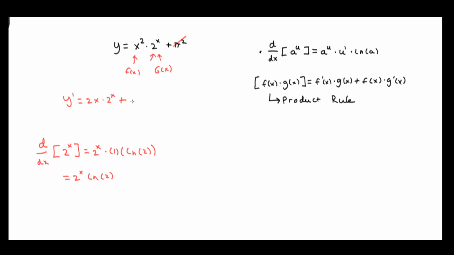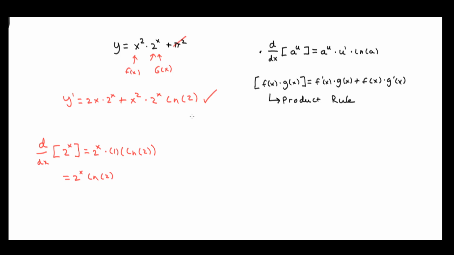So we'll go ahead and write our f of x value, which is x squared, and then times that by 2 to the x natural log of 2. And that's going to be our final answer.